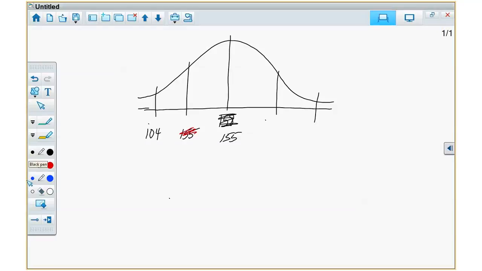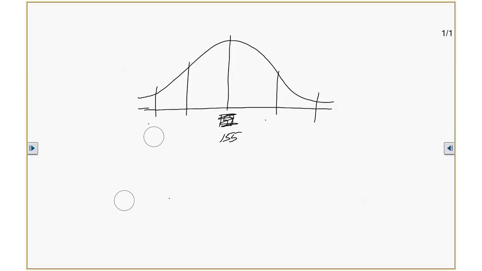Came in here today and it was an eraser. Now it's red. I don't know who changed it. It's a conspiracy. All right.